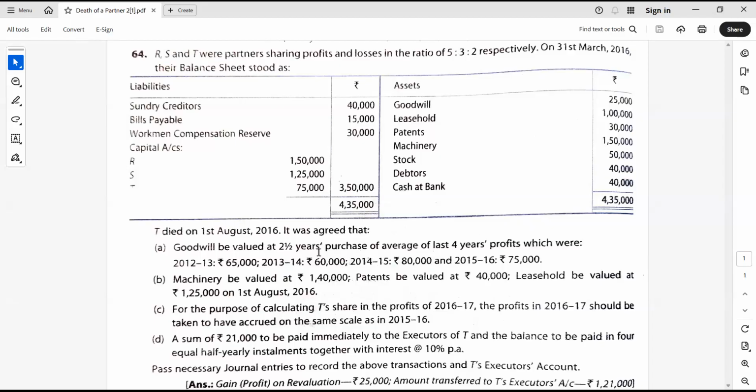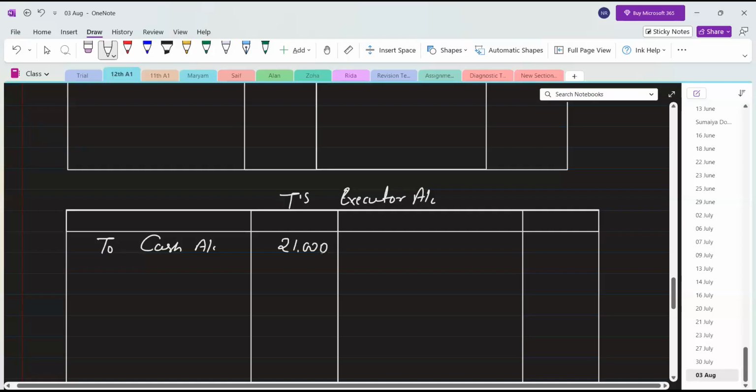21,000. And the remaining balance will be paid in 4 equal half yearly installments. Whatever the amount we calculate, it will be divided in 4 parts along with 10% interest on the remaining balance. We will calculate it later. Now we will complete the revaluation part.